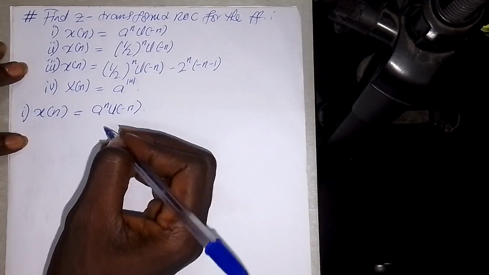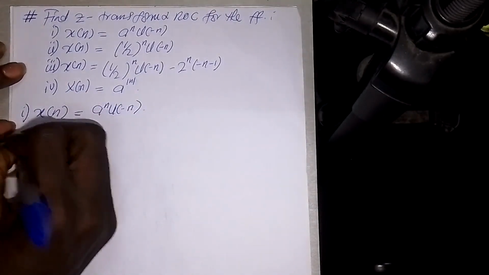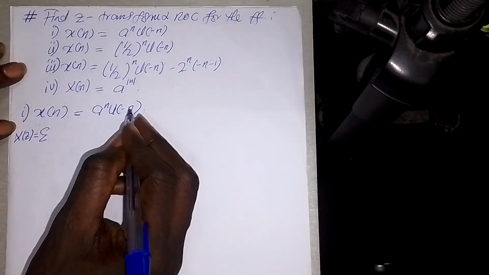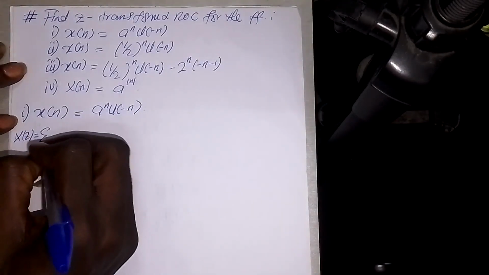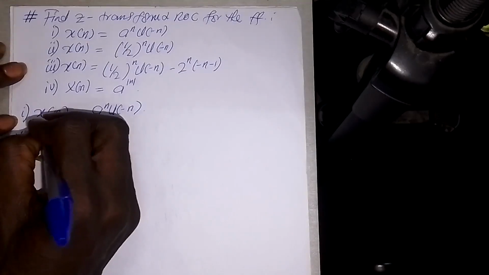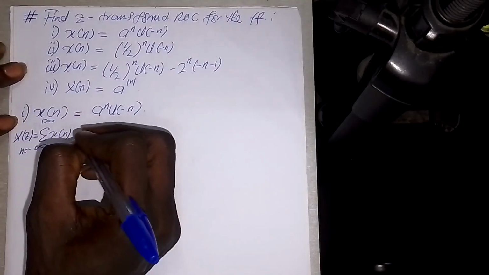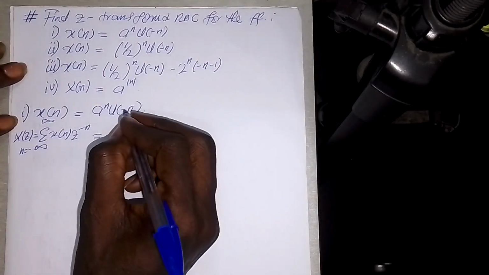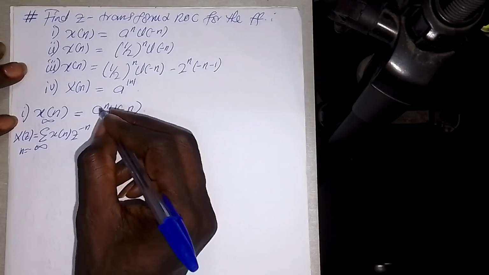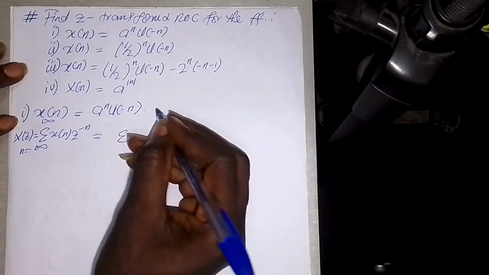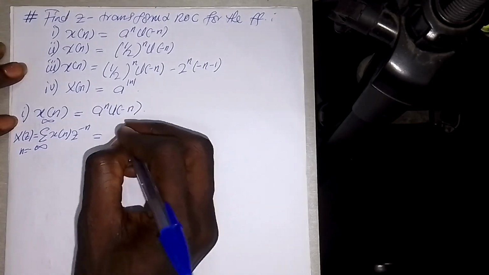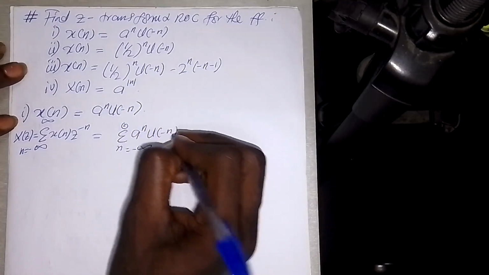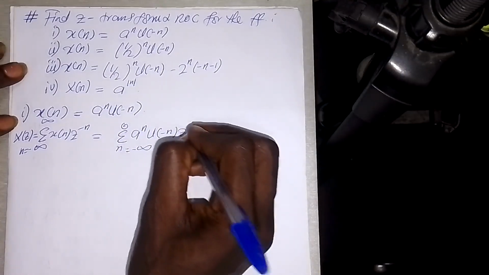If you have a sequence like this, then you know that X of z is equal to... here is a time reversal sequence. The general formula is the summation from n equals minus infinity to infinity of x of n times z to the minus n. So with respect to this sequence, here is time reversal. The sequence starts from minus infinity to 0, because n is equal to 0. So n goes from minus infinity to 0, and then you have a exponent n, u of minus n, times z to the minus n.